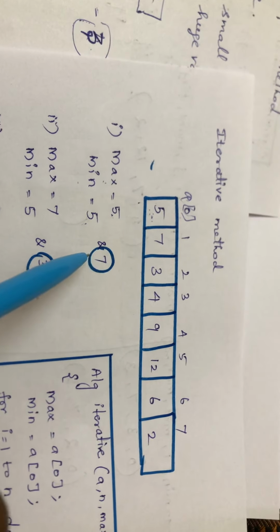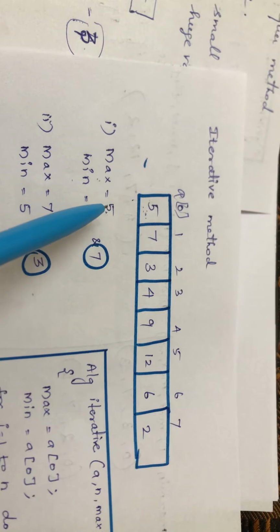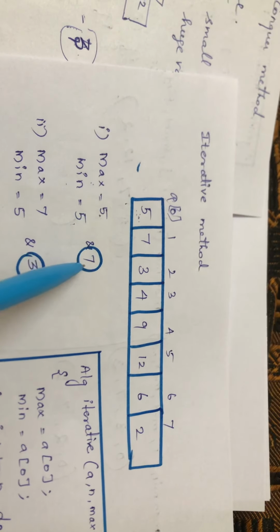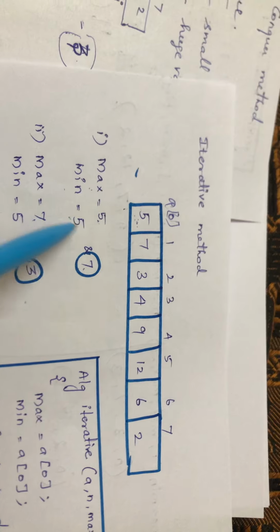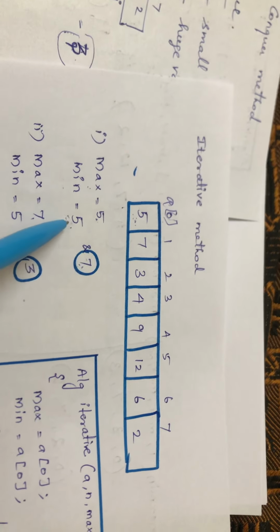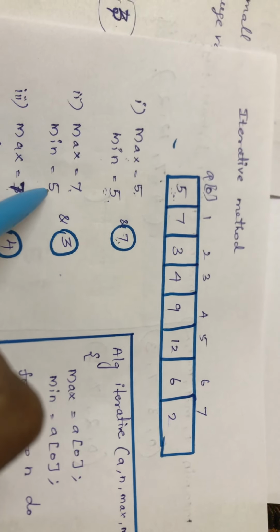Compare with 7. Compare 5 and 7. Here which one is maximum? 7. So the max value changed to 7. Compare the minimum value. Minimum is 5. So the same value remains as the minimum.